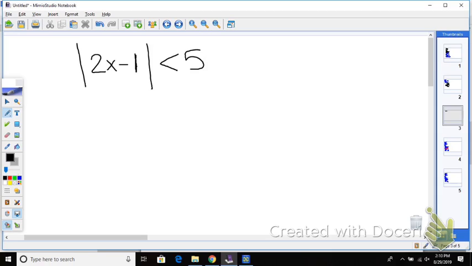Okay, step 1 is still going to be the same, which is to get the absolute value part by itself. In this case, it's already done for you, so you don't have to do that. Step 2, to write our two inequalities, this one's going to be the same.